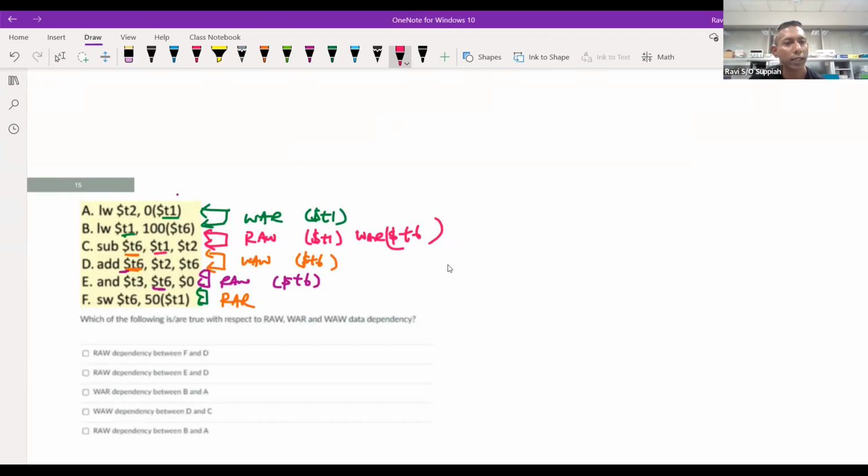For C and D, also the same thing because you have T2 as well. So you also have T6 used here. In this case, it is read after write also, for T6, because you are using T6 as the input at the same time as the output. Yeah, so it's correct. So there are other data dependencies as well.